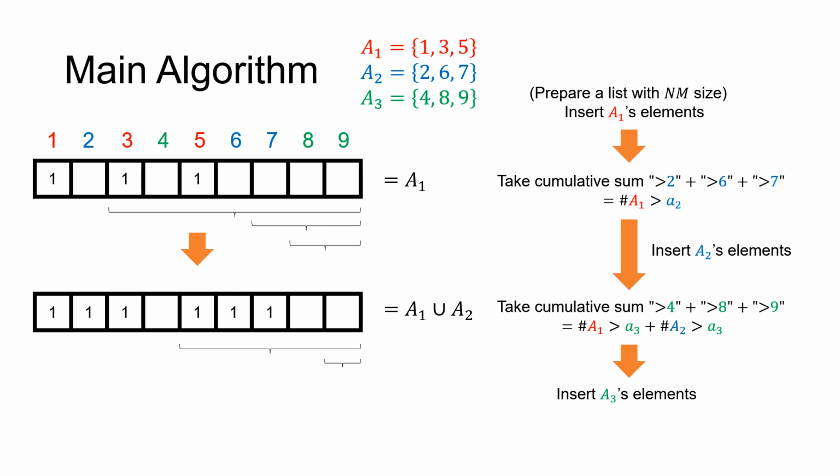Next, insert the elements from A2. After that, calculate the cumulative sum for each element in A3. This counts the number of A1 plus A2 elements greater than the corresponding A3 elements. Repeat this process if you have more sets.